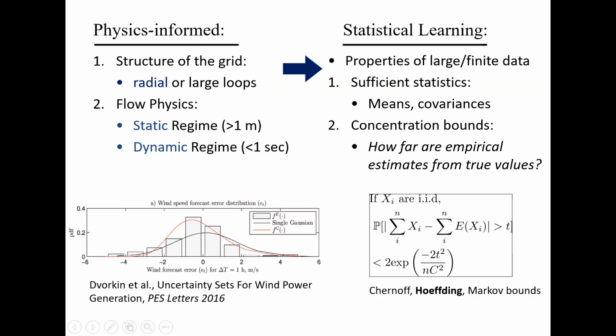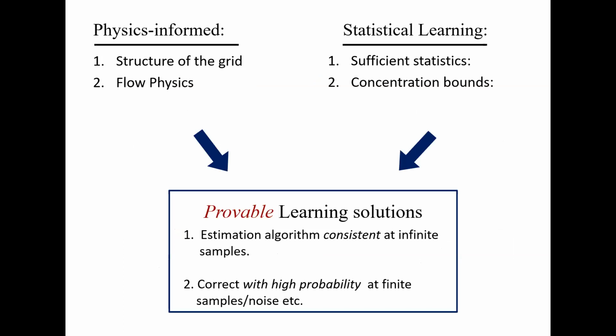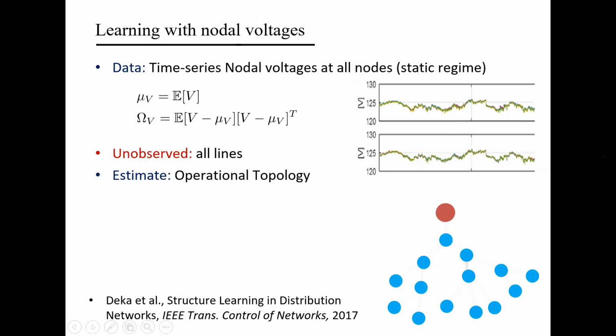And these concentration results are also used in signal processing, in wireless communication, information theory, and so forth, to guarantee how good your performance is compared to the asymptotic limit where you have infinite amount of data. Now, combining both this physics-informed and statistical learning, what I would do is get to provable learning solutions. That is, I'll design algorithms which I know are correct at infinite number of samples, but I can also tell you when I have finite sample of data or noisy data, with high probability, how correct are they? So can I just bound the amount of error that I can get in the solution? Okay. Now moving on, let's move on to the kind of problems that I'm interested in.